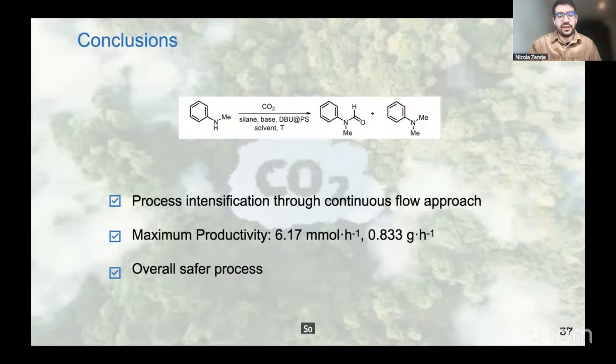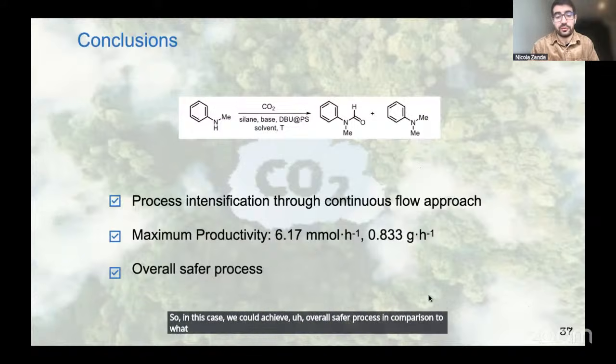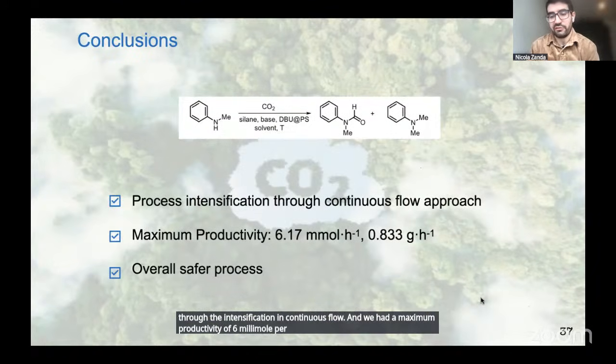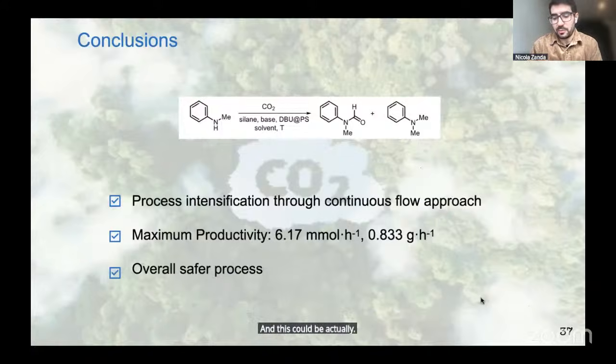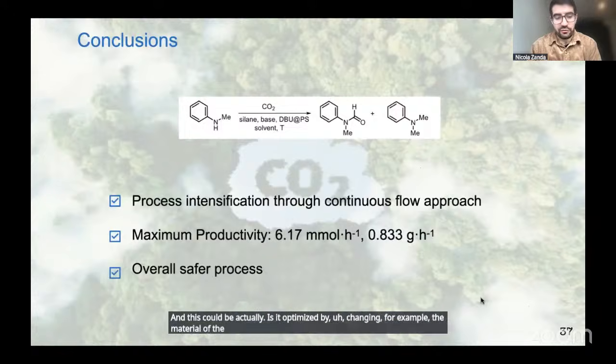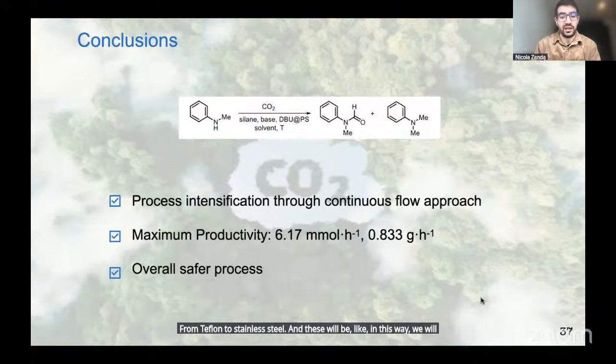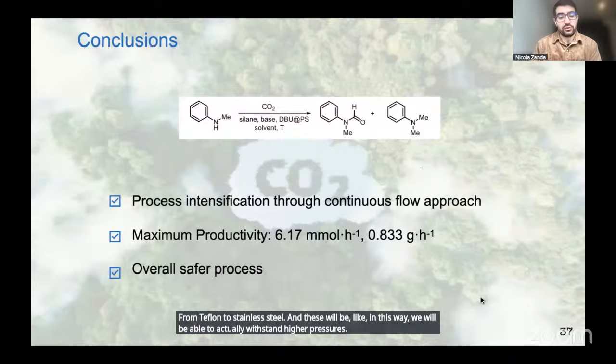So in this case, we could achieve an overall safer process in comparison to what was previously described through the intensification in continuous flow. And we had a maximum productivity of 6 millimole per hour, which is roughly 800 milligrams. And this could actually be easily optimized by changing, for example, the material of the reactor from Teflon to stainless steel. In this way, we will be able to withstand higher pressures and thus achieve also higher productivities.